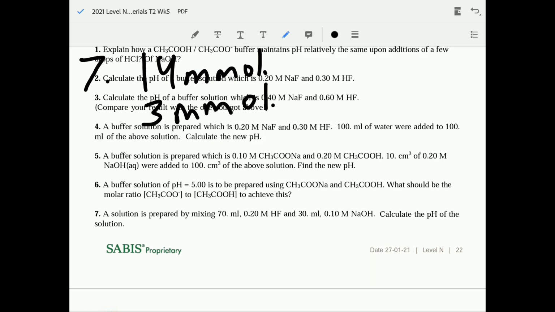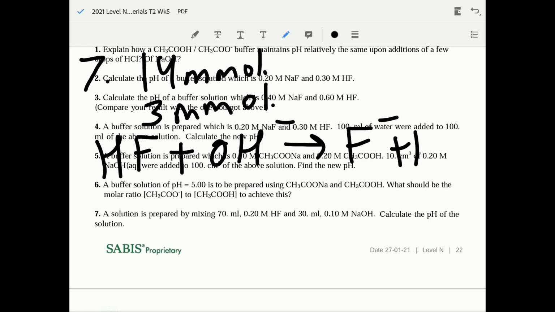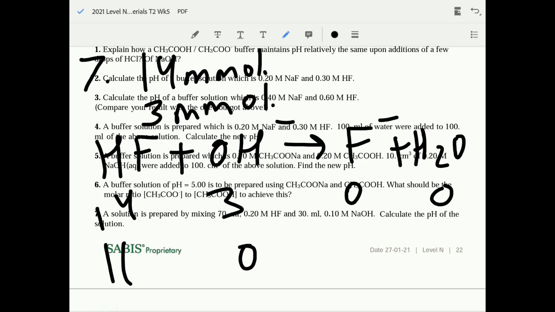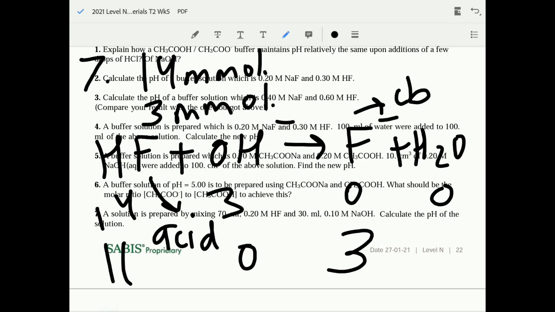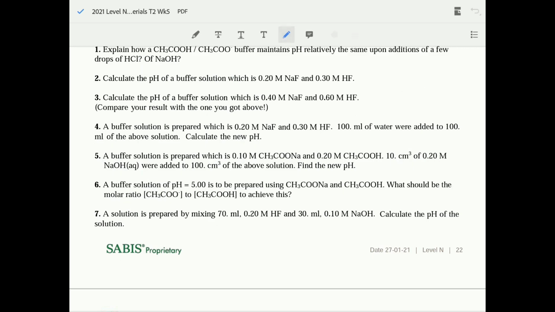So let's just check. HF, because it's a weak acid, reacts with OH minus to give F minus plus water. Right? So we have 14 and 3. Limiting reagent, so that's used up: 11 and 3. This is our acid. This is our conjugate base. Right? So let's work on it.